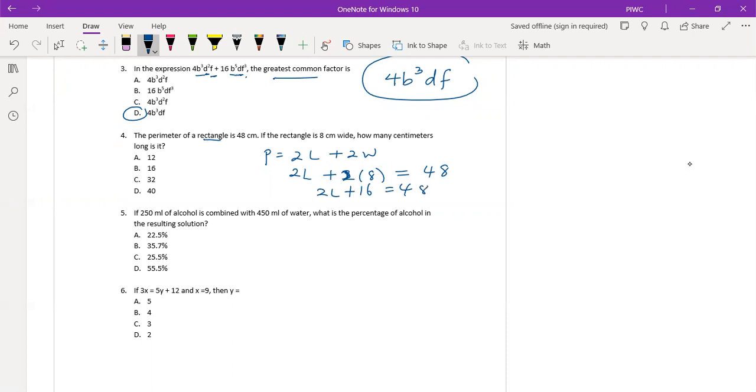So we have 2L is equal to 48 minus 16. So that's 32 divided by 2. So your L will be equal to 16. So the length is 16.